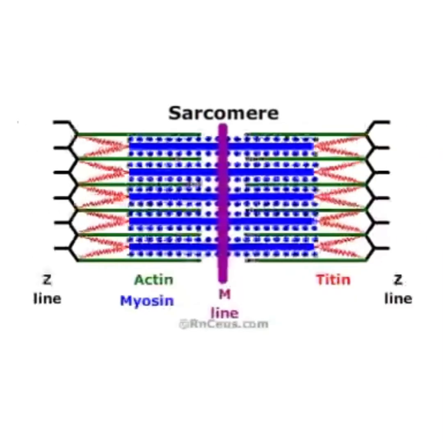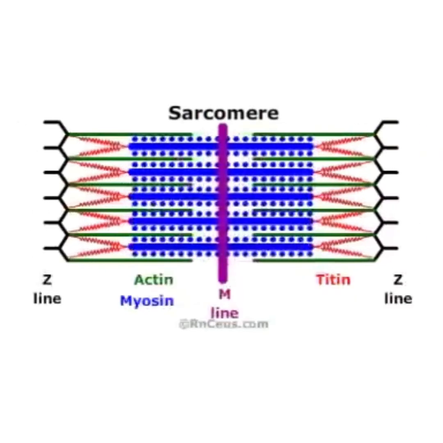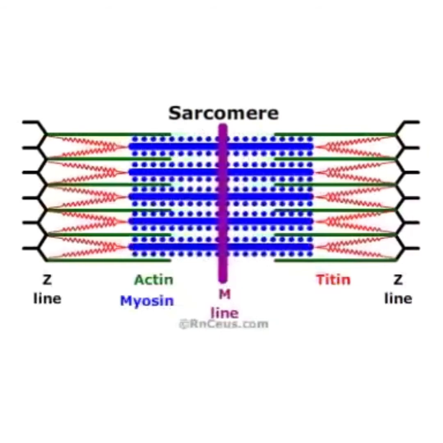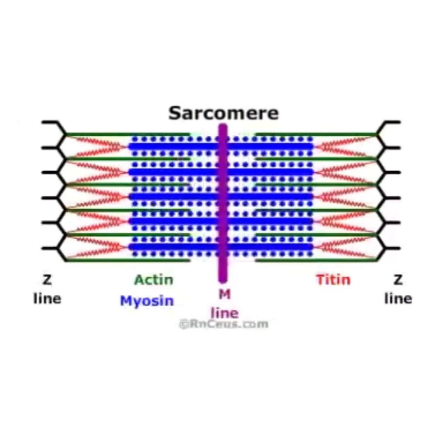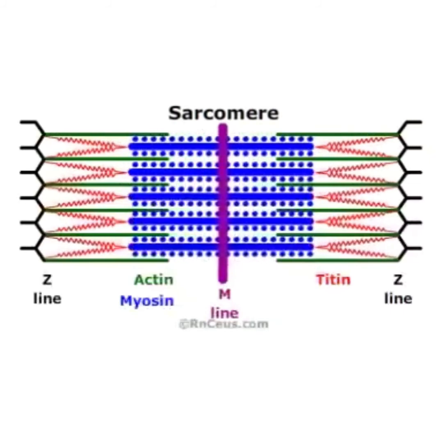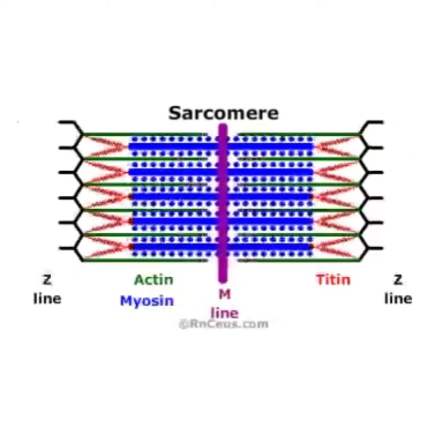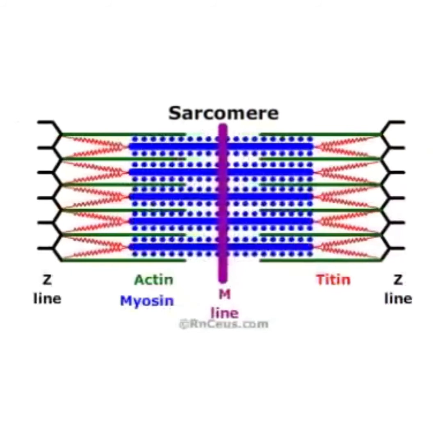As actin filaments are anchored to Z lines, the dragging of actin pulls the Z lines closer together, shortening the sarcomere. As the individual sarcomeres become shorter in length, the muscle fibers as a whole contract.